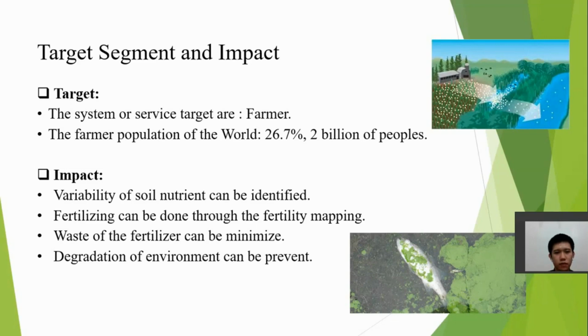For the impact of our project, the availability of soil nutrients can be identified much more quickly compared to laboratory analysis, and the farmer can do the fertilizing task depending on the fertility map. The fertility map helps to control the use of fertilizer, and this can minimize the waste of fertilizer and prevent the degradation of the environment.